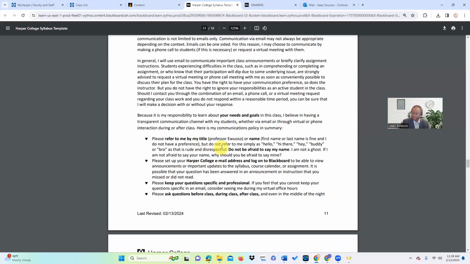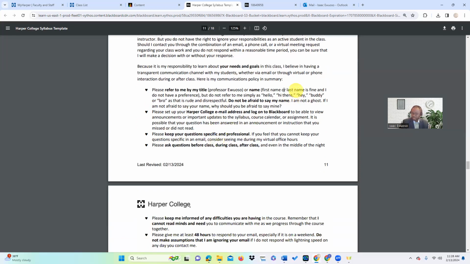Okay, so I want you guys to be familiar with this. I don't always call students out on this, but when students become very disrespectful and I see that they don't know how to address the instructor, I will point that out. I've done it before. I do it every semester.